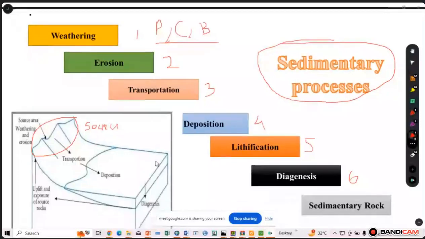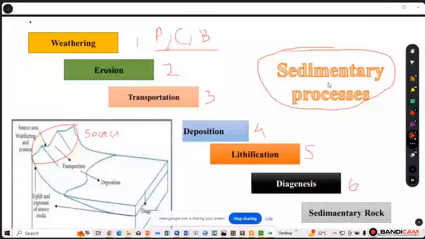Remember the difference between weathering and erosion. In the weathering process, what happens? Mechanical disintegration and chemical decomposition. But in the erosion process, what happens? The breakdown of rocks that get transported. That means initiation of transportation. Erosion is the process which involves the initiation of transportation. Understand?